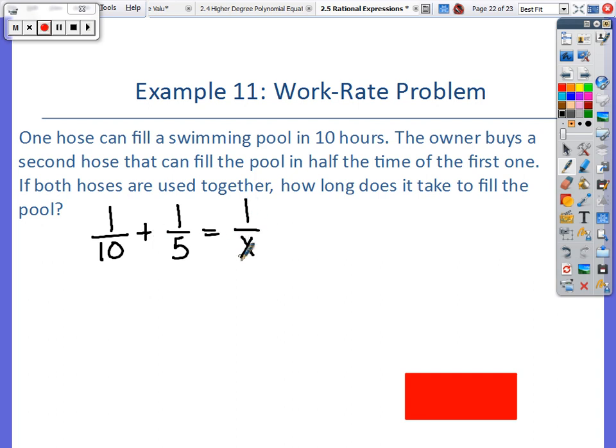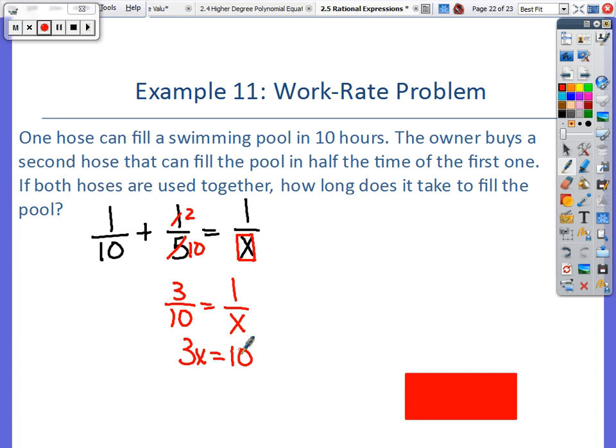Well, 1 over x is the rate. So we're looking for x. X is the time. Because remember, it's 1 over time together. So this is technically what we're trying to figure out. That's the question they're asking us. So what we want to do is go ahead and get common denominators, squish them together, and then at this point, you can go ahead and cross multiply.